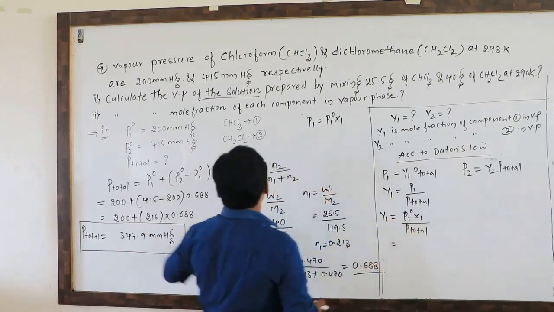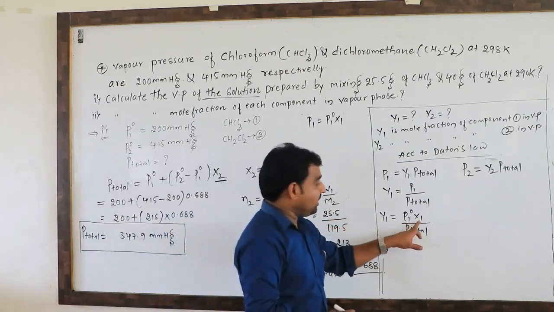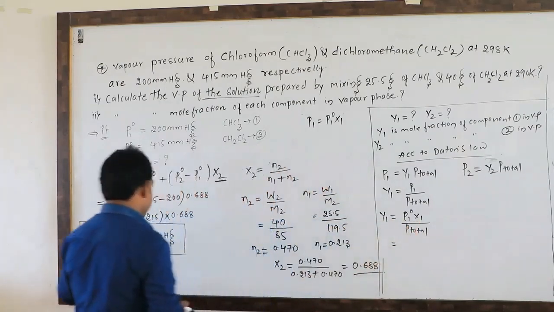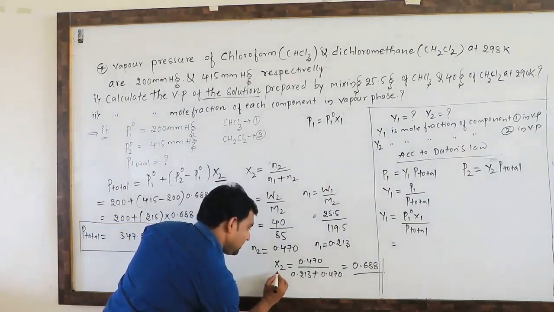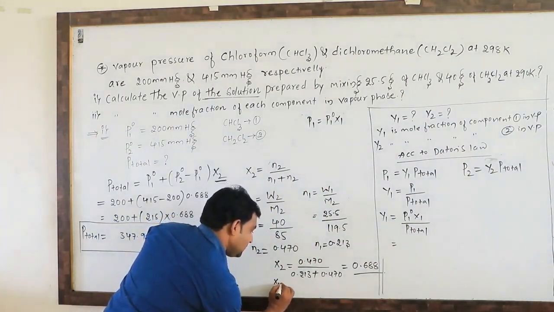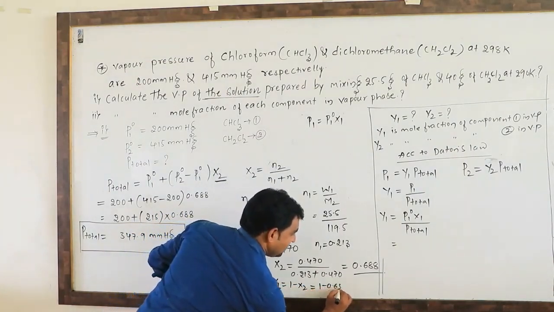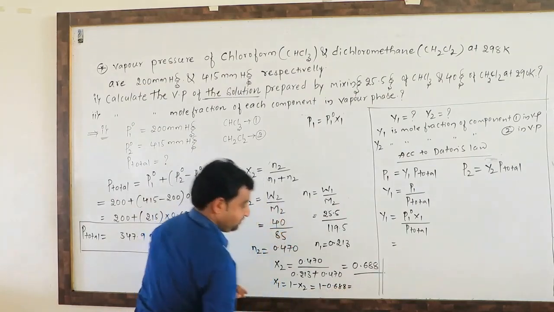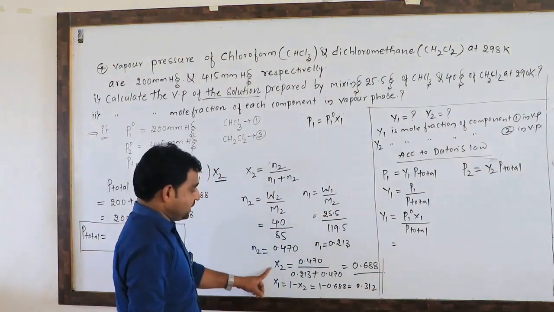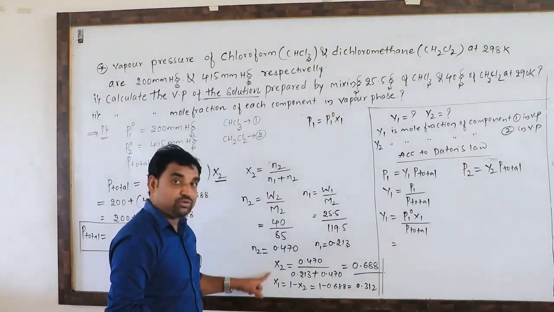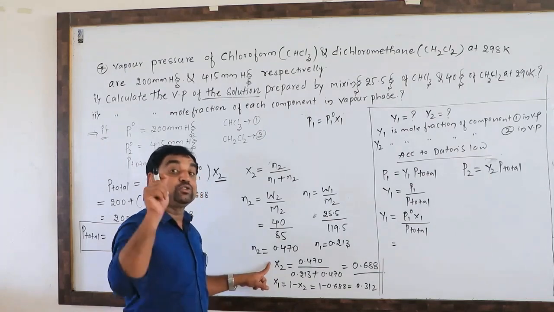P1 naught they already gave, the pure vapor pressure, 200 mmHg. X1 we have to calculate. P total we already calculated. Having calculated X2, using this we can calculate X1. X1 is equal to 1 minus X2, that is 1 minus 0.688, which is 0.312. This is the mole fraction in solution. X1 and X2 are the mole fractions of the first and second components in solution.